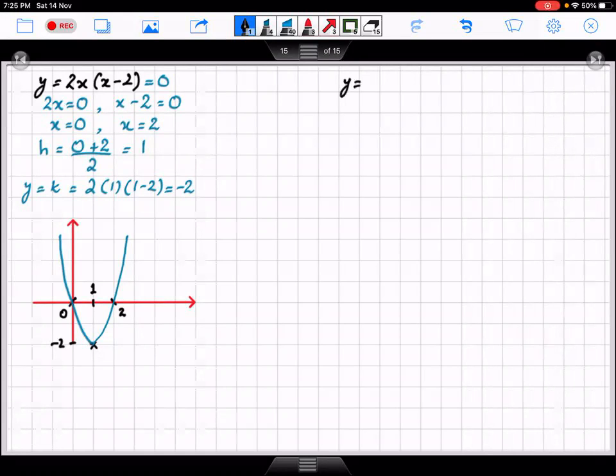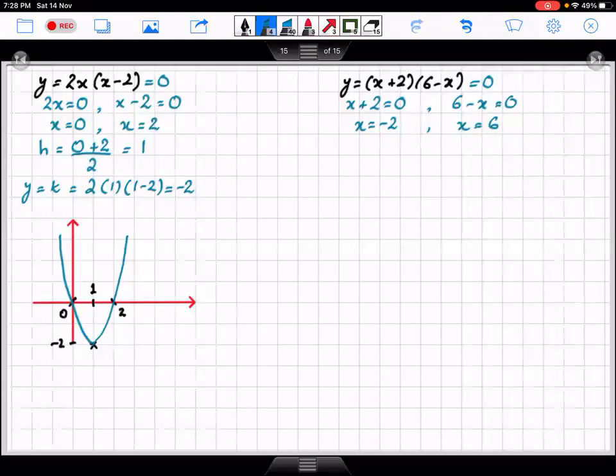y is equals to x plus 2 and 6 minus x. So to get the values of x, I will be putting equals to 0. So now I have x plus 2 equals to 0, or either 6 minus x equals to 0. So I have x equals to minus 2, or I have x equals to 6. x equals to minus 2 and x equals to 6 are the values. And to get the value of h, I will be taking an average of them. So it should be 2.